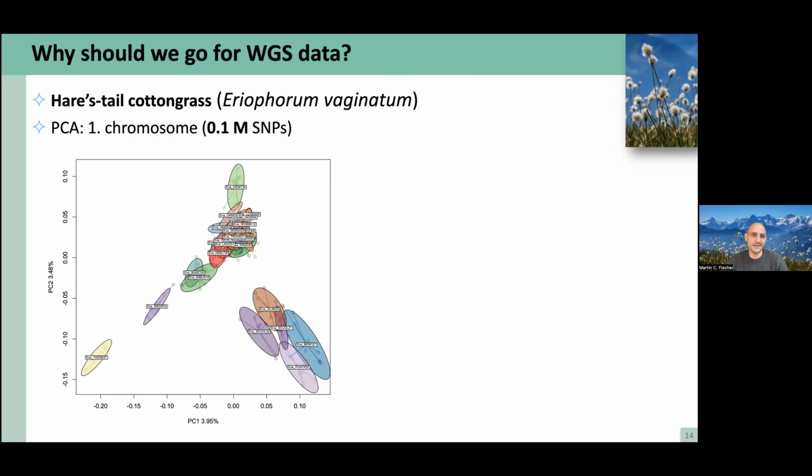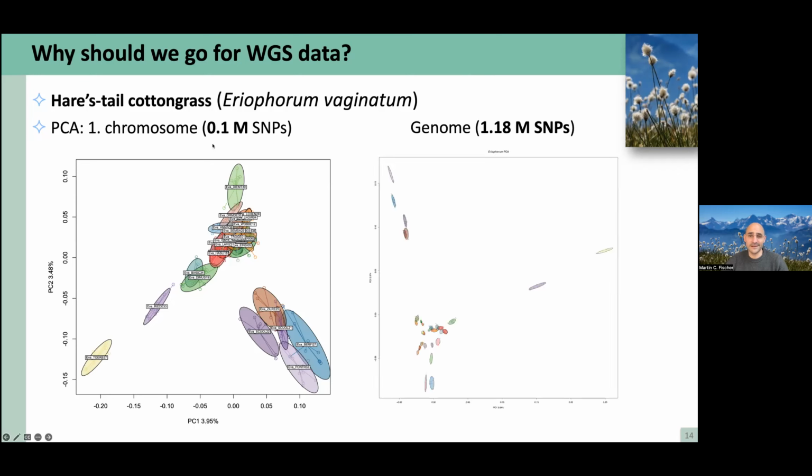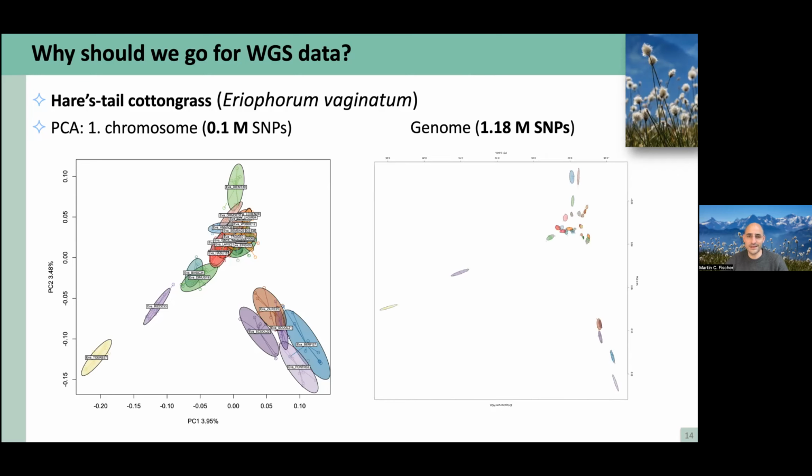This is a PCA, which shows the genetic structure of the 30 populations of the cottongrass. And you can see we can more or less nicely resolve these populations when you use only the first chromosome, which is about 100,000 SNPs. But if we now take the entire genome, and I have now also turned this figure so that it's comparable, you see that more or less the structure remains the same. So we have these yellow and violet populations here, the blue and violet populations here.